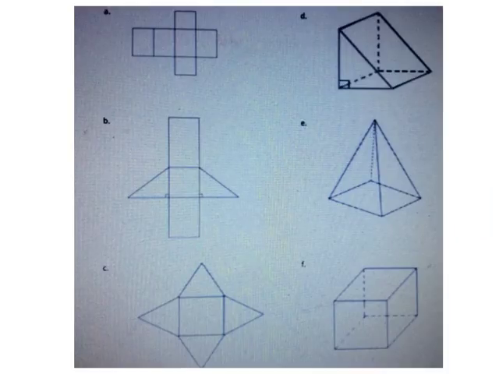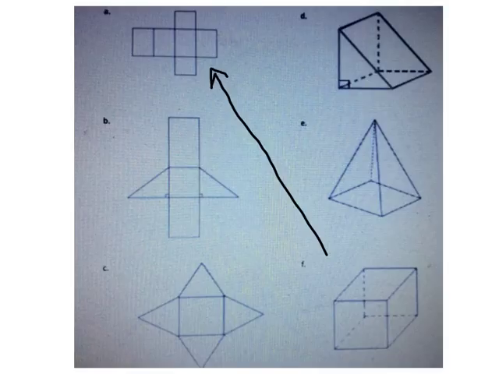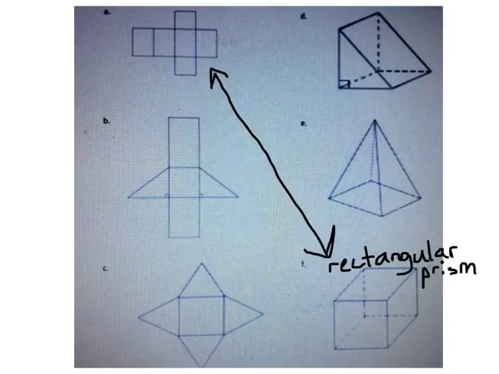Now let's try another activity. Match each net on the left to its prism or pyramid on the right. Look at A. Which prism or pyramid matches with net A? F and A match. They both have 6 rectangles as their faces. What is the name for shape F? Shape F is a rectangular prism. It has 2 rectangles as bases, and the rest of the faces are rectangles as well.